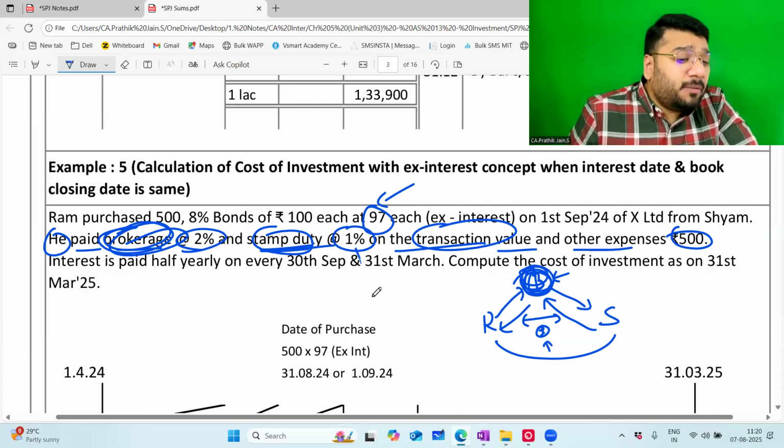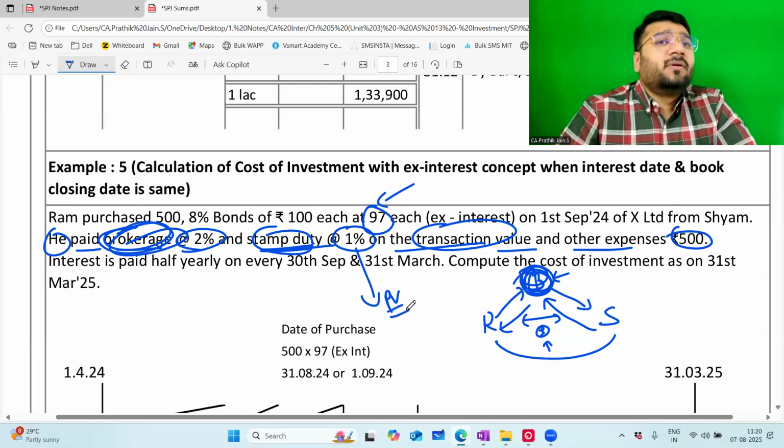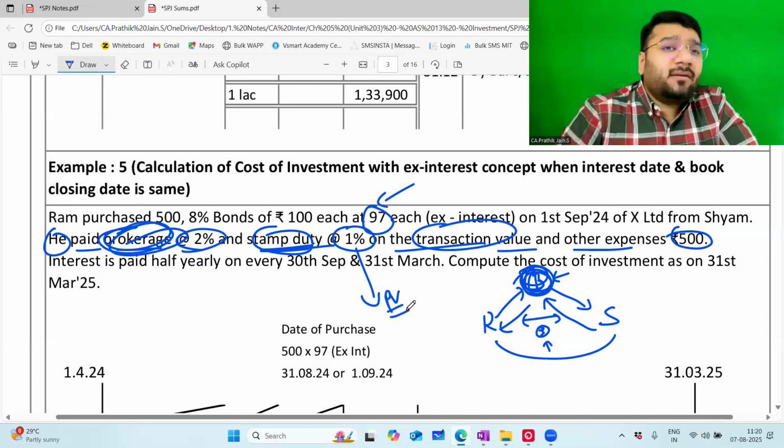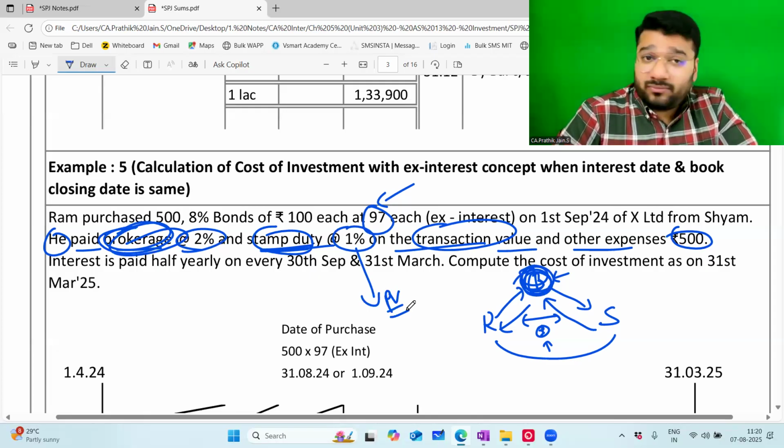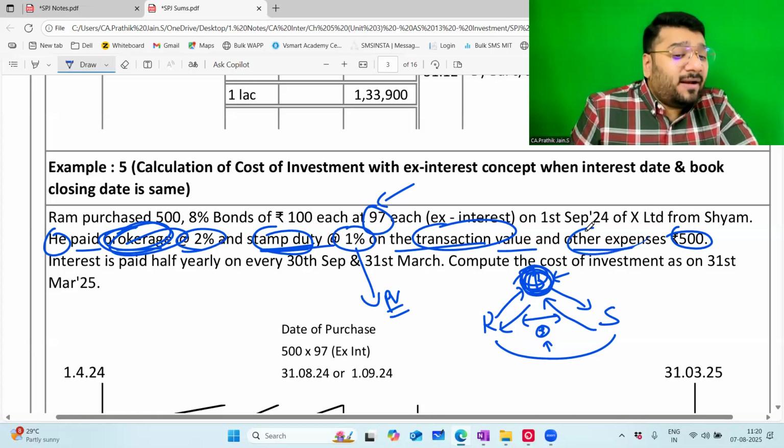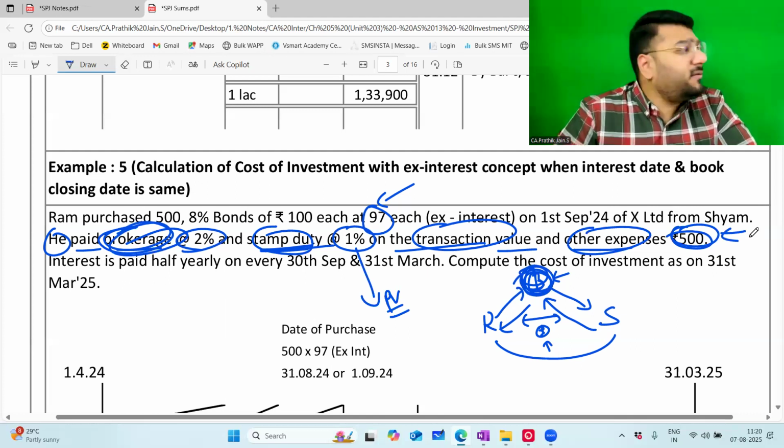1% stamp duty is on the purchase value. I'll tell all that, don't worry. At least 20 times I will tell before I complete this chapter for you. Brokerage is on the transaction value. Stamp duty is on the purchase value. Both are different. When the right time comes, I'll explain. Don't ask now. I will tell. Everything I'll take care of. Other expenses 500. Any other expense 500.